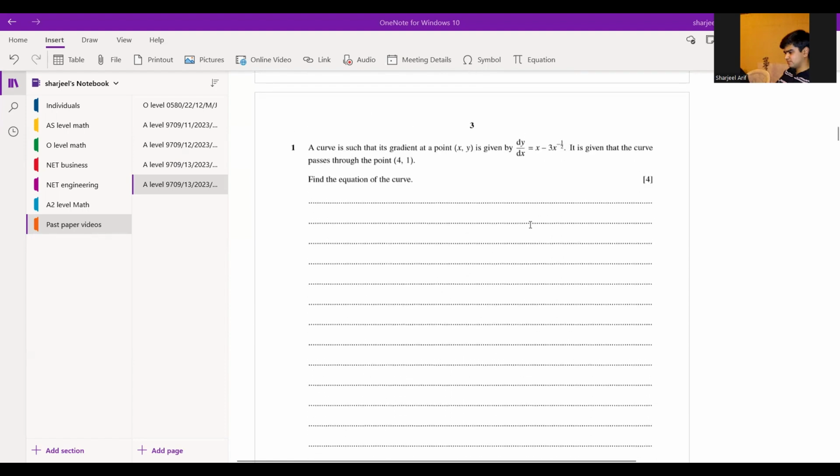So our first question is about a curve such that its gradient at (x, y) is given by dy/dx = x - 3/√x. It is given that the curve passes through the point (4, 1). We have to find the equation of the curve. So we have to integrate it.